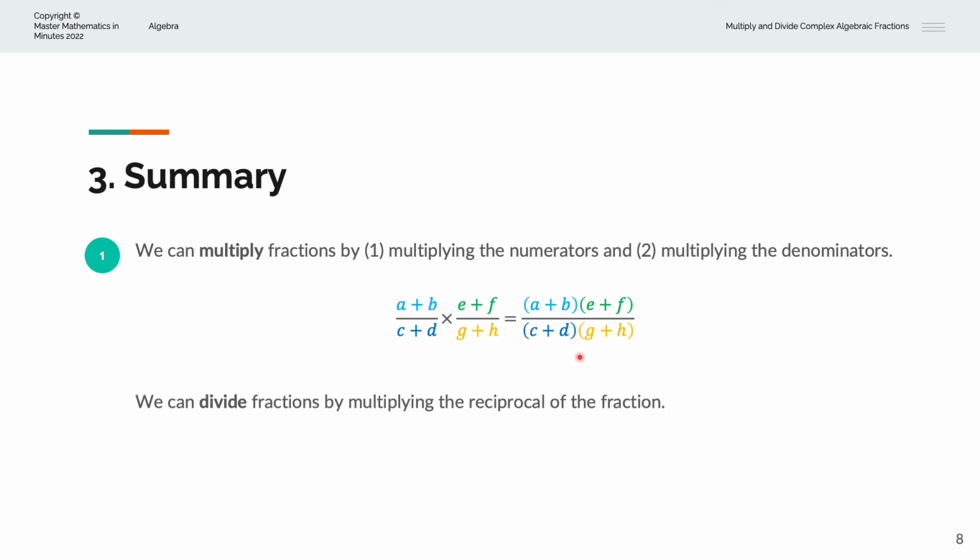We can divide fractions by multiplying by the reciprocal of the fraction. So a plus b over c plus d divided by e plus f over g plus h becomes a plus b over c plus d, and we'll swap the divide sign for the multiplication sign and take the reciprocal of the second fraction, which becomes g plus h over e plus f. That simplifies to a plus b into g plus h over c plus d into e plus f.